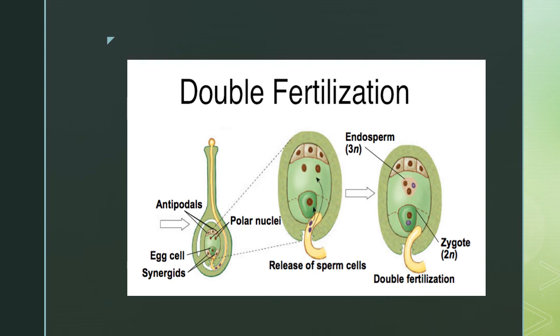So in angiosperms, the endosperm is triploid and the zygote is diploid. This is double fertilization. And what is triple fusion? Triple fusion is the union of 3 haploid cells, that is n of the male gamete and 2n of the polar nuclei, which forms the endosperm.